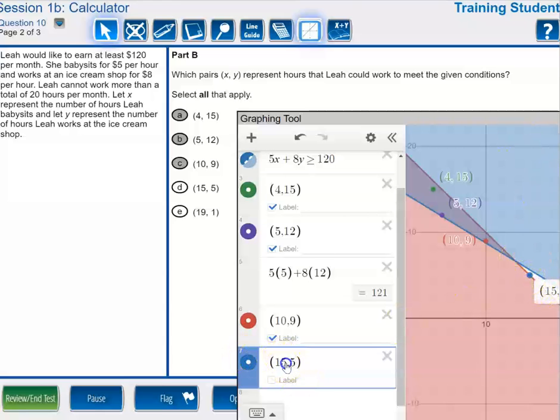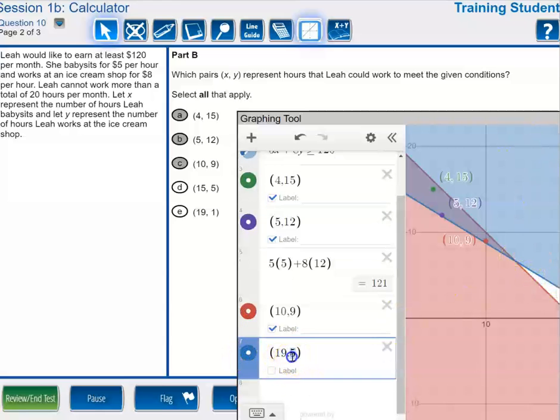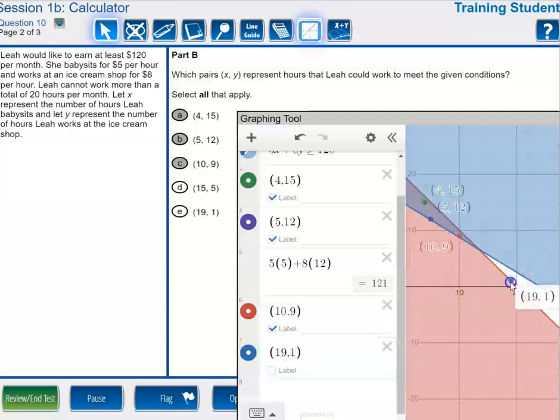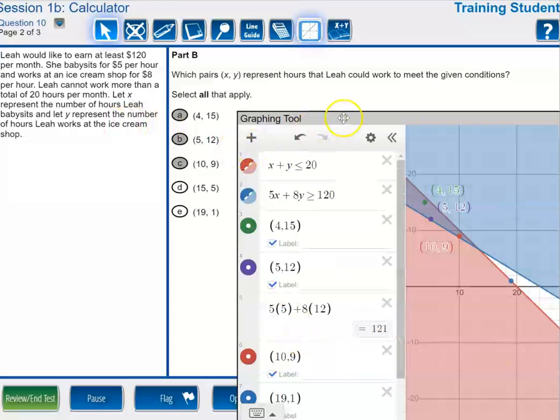And then (19, 1), let's see if I can find (19, 1). It's the same problem. It's down here in the red. It looks like it's on the red line, but even if it is on the red line, it's not anywhere near the blue, so it would not qualify as a solution. So the correct answers in this problem were A, B, and C.